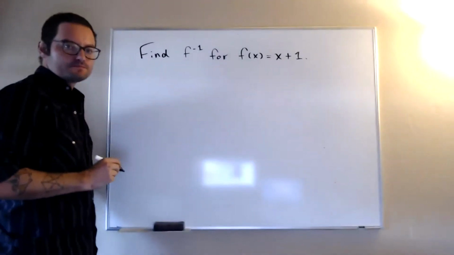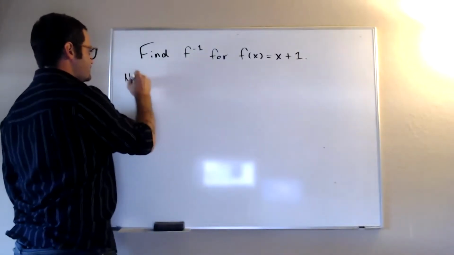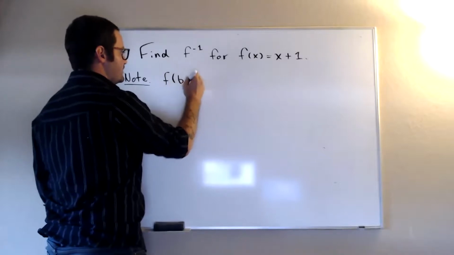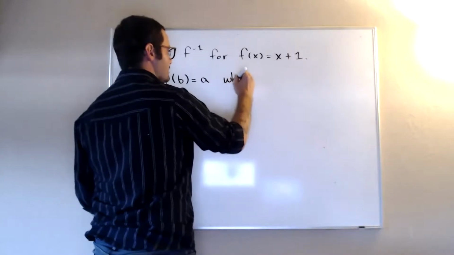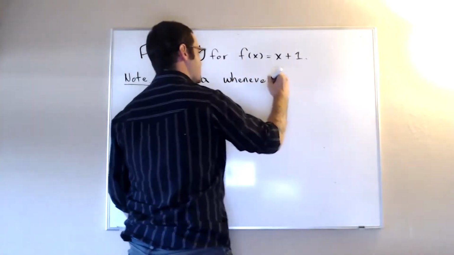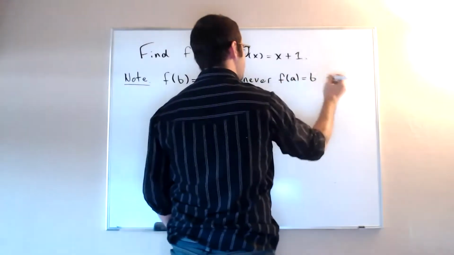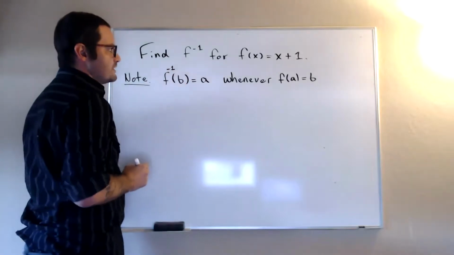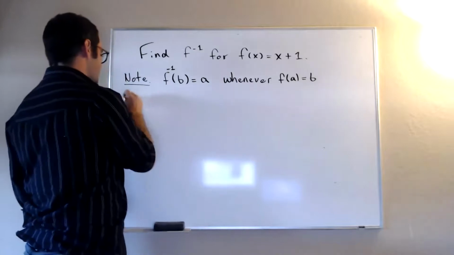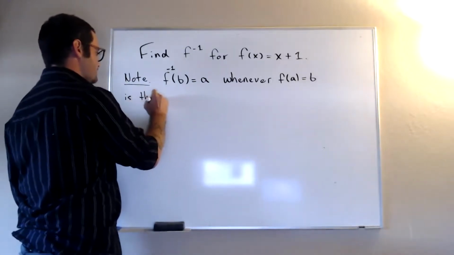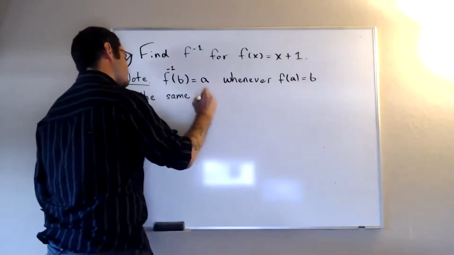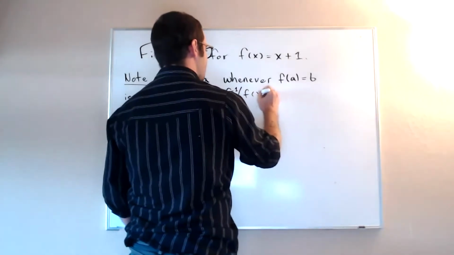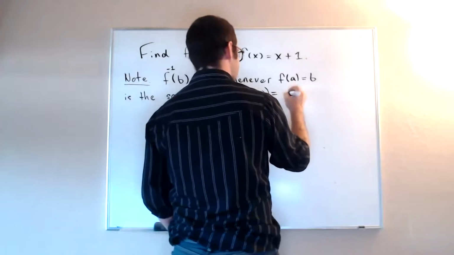Okay. So just note that f inverse of b equals a whenever f of a equals b, is the same as f inverse of f of x equals x.